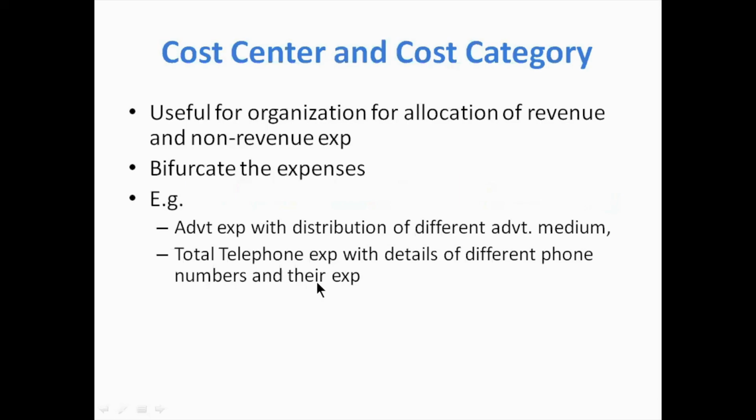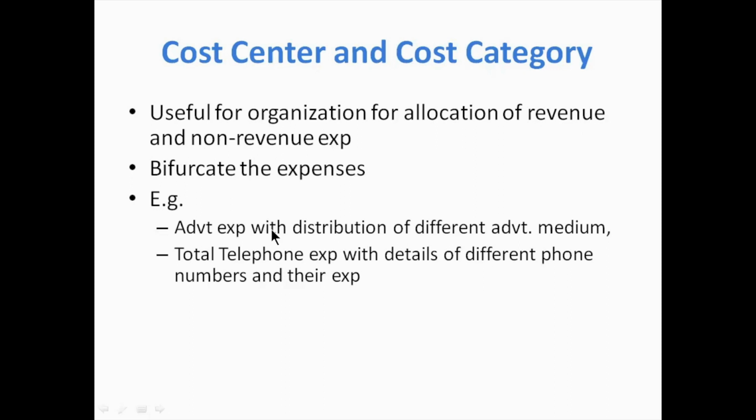First of all, cost center and cost category are used by the organization for allocation of revenue and non-revenue expenses. As we know, there are two types of expenses, revenue and non-revenue. These expenses can be allocated using cost center and cost category. In simple words, bifurcation of expenses can be done using cost center and cost category. The meaning of this can be understood with this example.